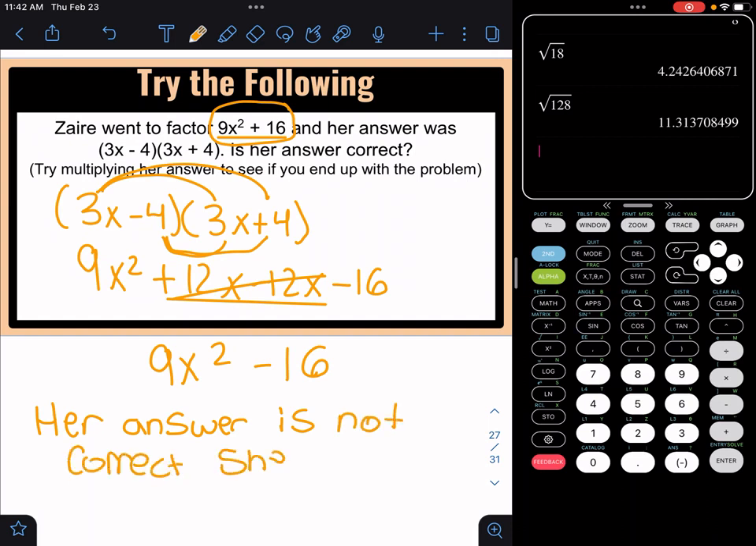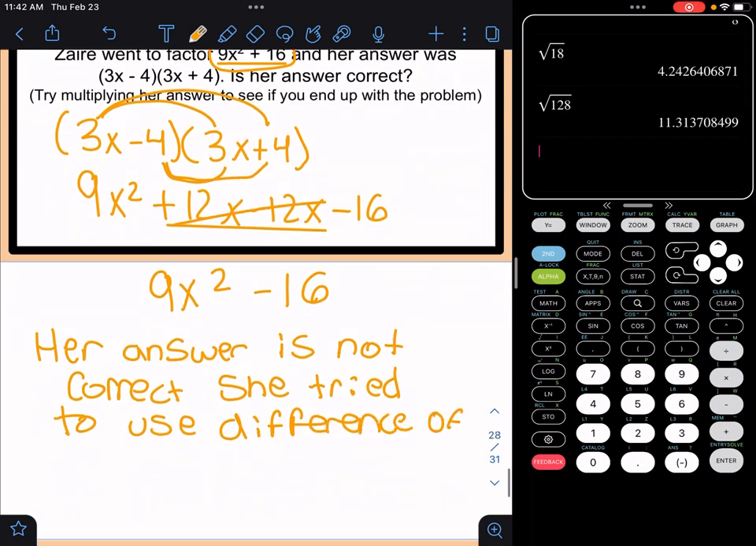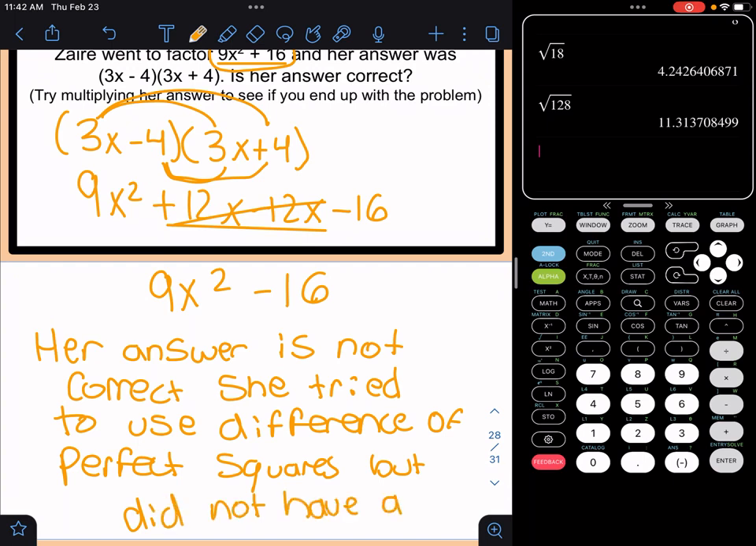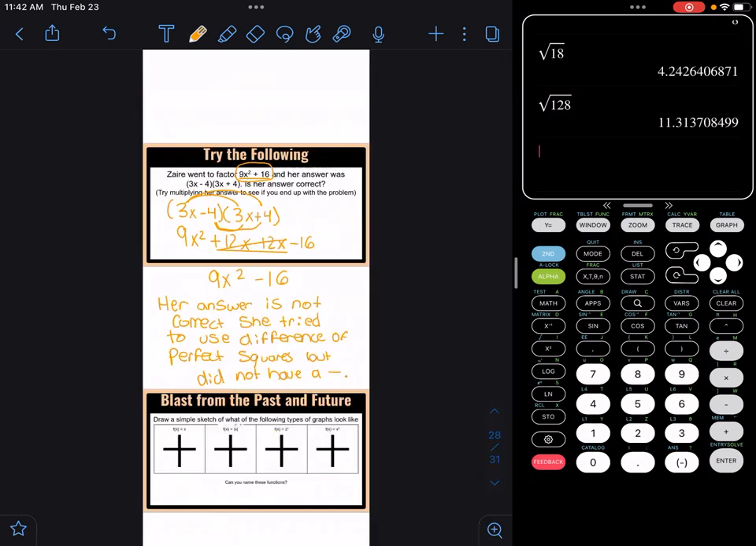She tried to use difference of perfect squares, but did not have a minus. There was no minus originally, so she couldn't do that. You could only take the perfect square of both terms when there is a subtraction sign. There, she did not have a subtraction sign.